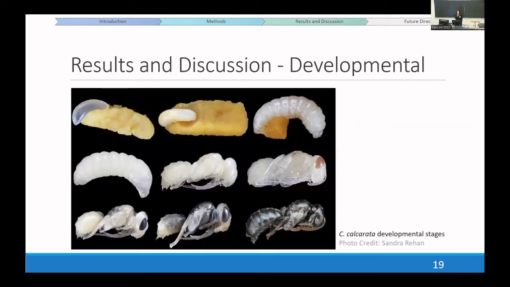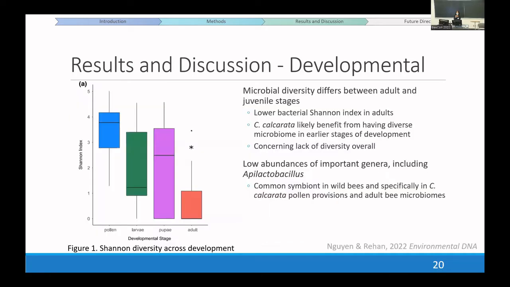So I'm going to begin with some of our results from our developmental microbiome study. And what we found was that microbial diversity, both alpha and beta, differs between particularly adult and juvenile stages. So here I have a figure with the Shannon index, and a greater value for a Shannon index indicates increased diversity. So with a lower bacterial Shannon index found in adults, we believe that Ceratina likely benefit from having a more diverse microbiome in earlier stages of development.